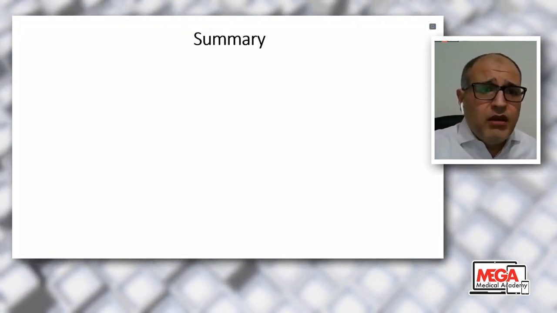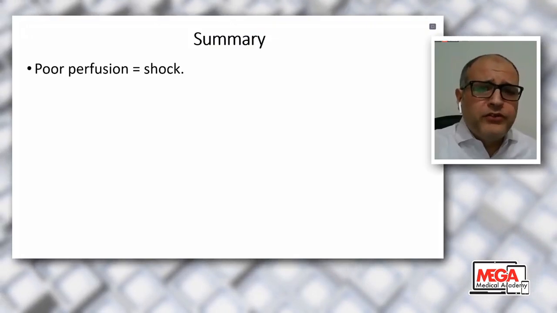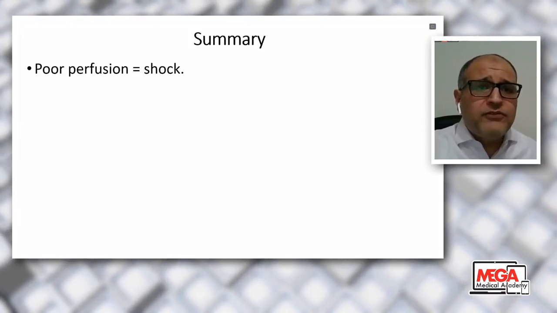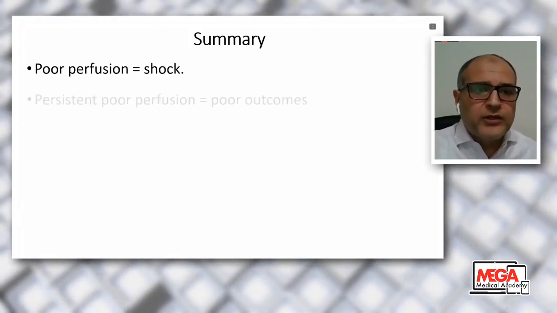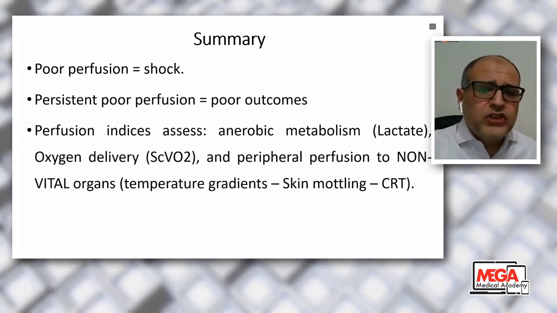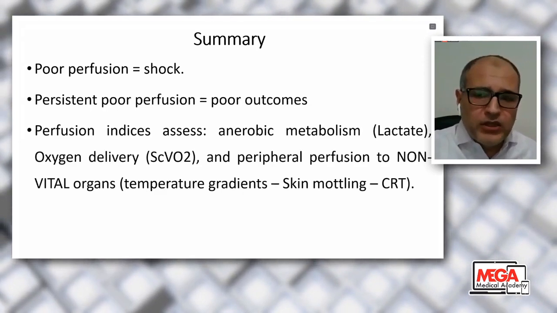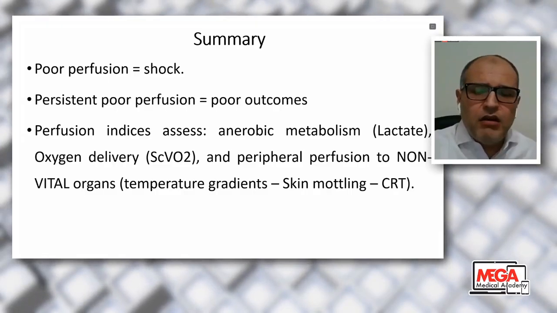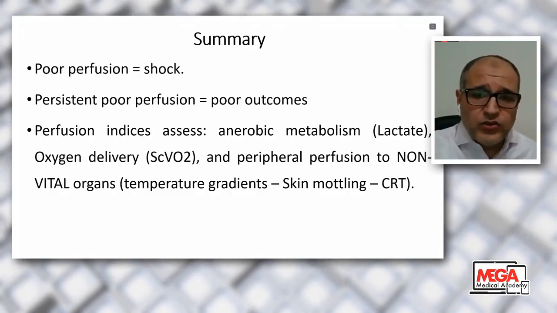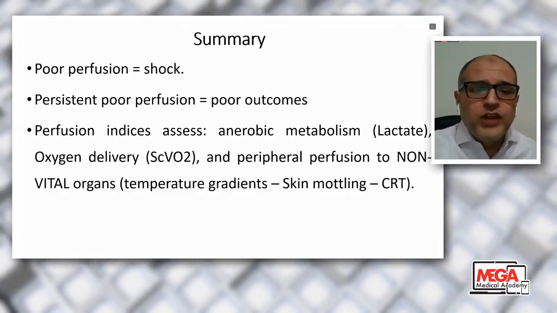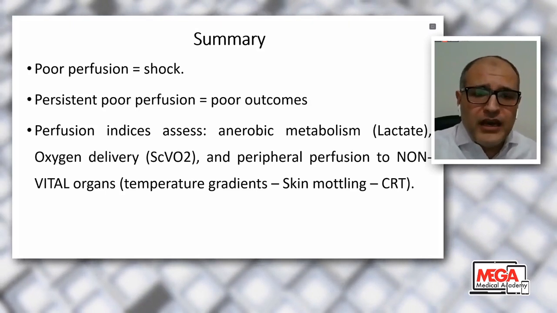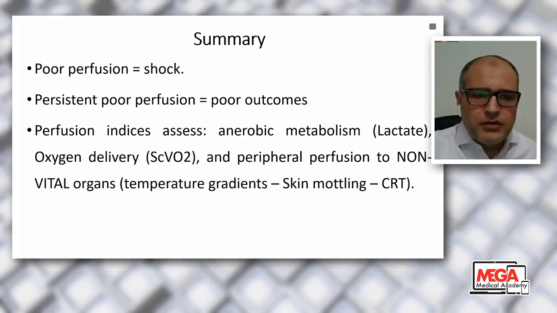The summary is: poor perfusion equals shock. I will never say this patient is shocked except if I have poor perfusion. Persistent poor perfusion equals poor outcomes. Perfusion indices include anaerobic metabolism indices such as lactate, indices of oxygen delivery such as central venous saturation, and peripheral perfusion of non-vital organs such as temperature gradients, skin mottling, and capillary refill. And these are the best perfusion indices.